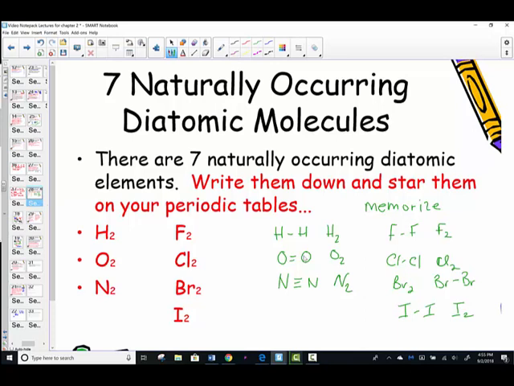No worries. Here we have a little saying that helps me remember. It's a sentence. Horses need oats for clear brown eyes. You can see that. Horses need oats for clear brown eyes. It's just a little mnemonic device to help me remember. Hydrogen, nitrogen, oxygen, fluorine, chlorine, bromine, and iodine are the 7 naturally occurring diatomic elements.